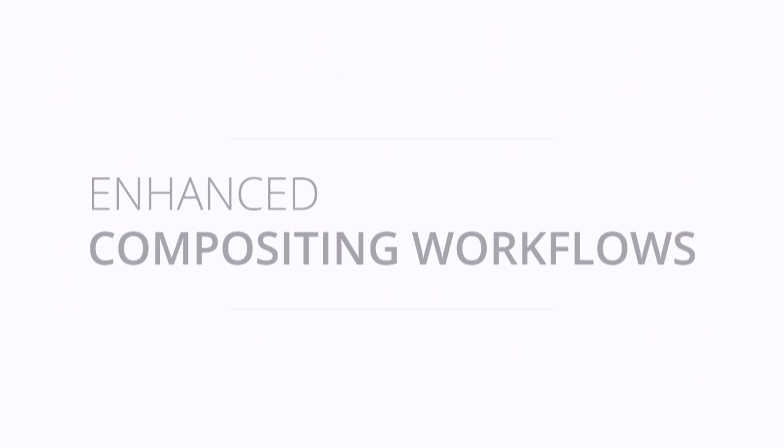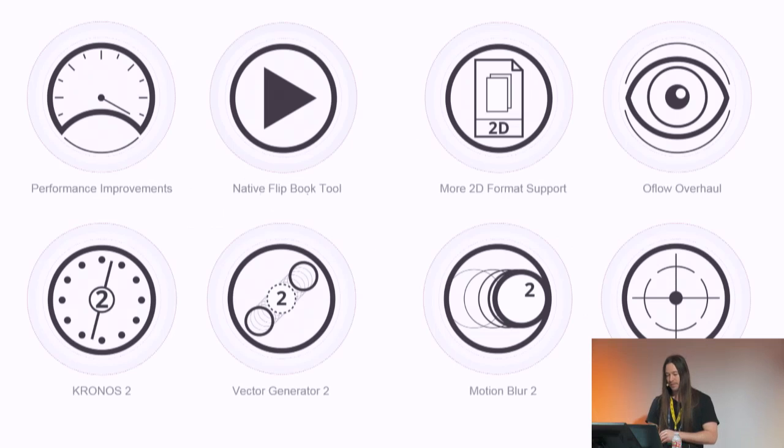Onto the workflow enhancements that we've done across the range. We've done a lot of performance improvements, including EXR, DPX, scanline render, to name a few. We have a new native flipbook panel. We've added more 2D format support, so MXF, Apple ProRes, to name a few. We've done an overhaul. We've got a completely new Chronos node, improved vector-generated motion blur nodes, and a brand new planar tracker node.